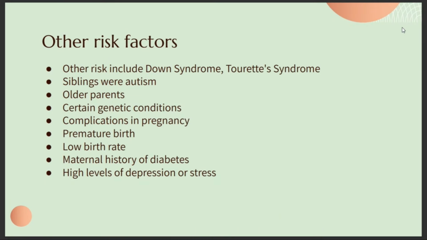Now, what are the other risk factors? I used to see kids with Down syndrome and Tourette syndrome, and if you look at an autistic child on one side and kids with those documented syndromes on the other, their symptoms are more or less the same. The risk factors include older parents, certain genetic conditions in the parents, complications during pregnancy, premature birth, maternal history of diabetes, and high levels of stress during pregnancy, which has also been documented to predispose to this genetic variation.